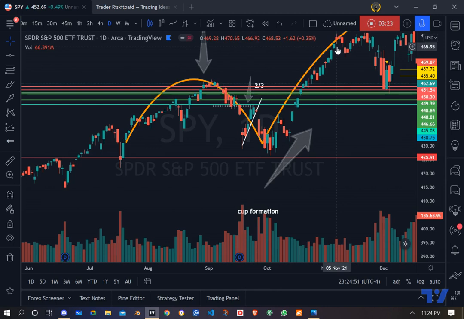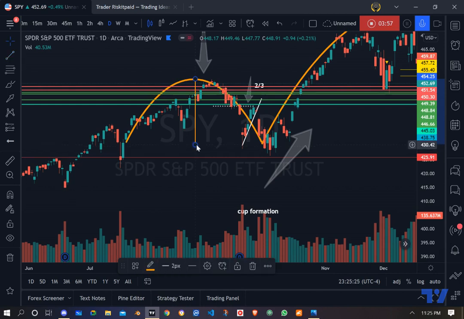Now, when you have a cup and handle, 2/3 of the cup is usually the handle breaking down before it breaks out. I want to say that this one right here was a failed cup and handle, but let's take a trend line real quick and bring it down to where I think the cup started, which is right here.